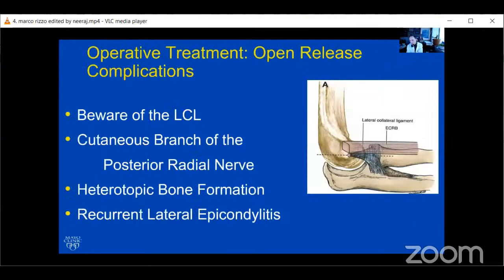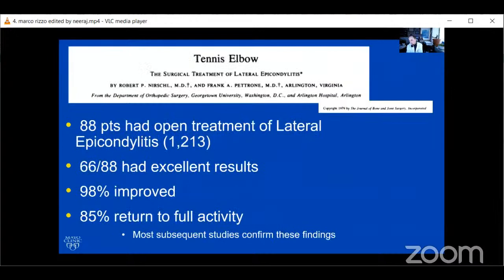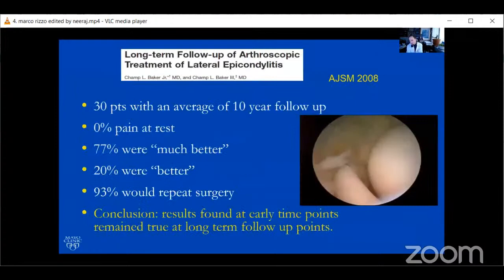There are complications with the open release. Beware of the LCL, the cutaneous branches of nerves, heterotopic bone, and recurrence is a concern. Nirschl's initial results are pretty good, and most subsequent studies demonstrate similar results in the properly selected patients.